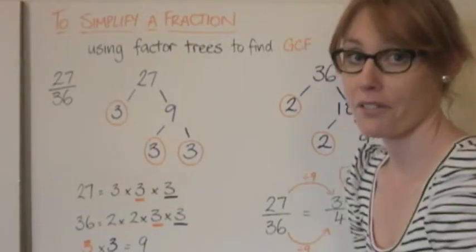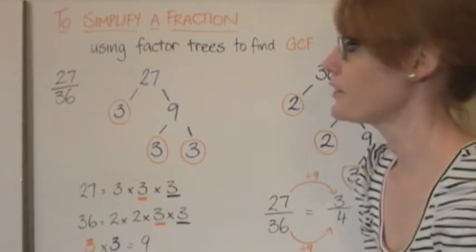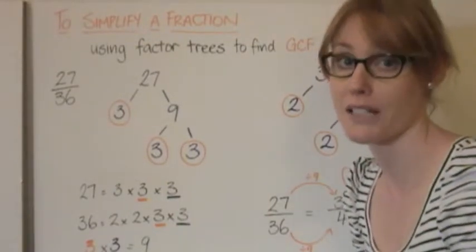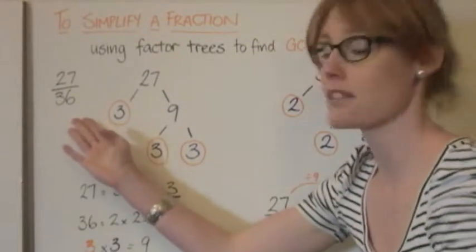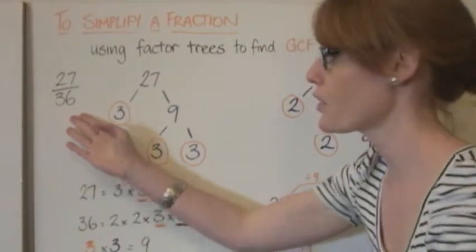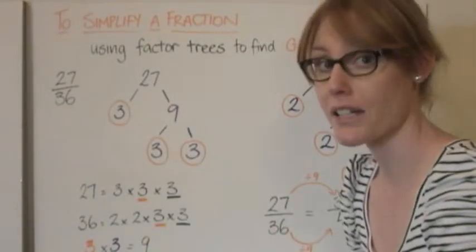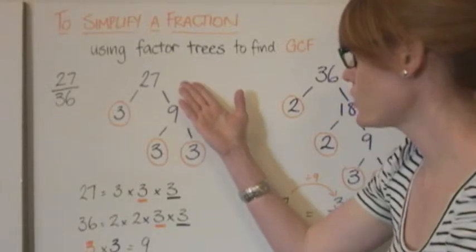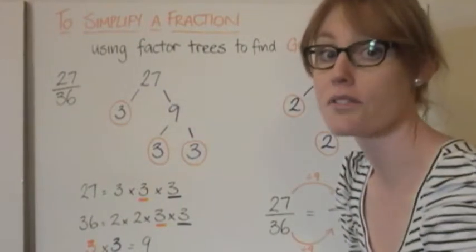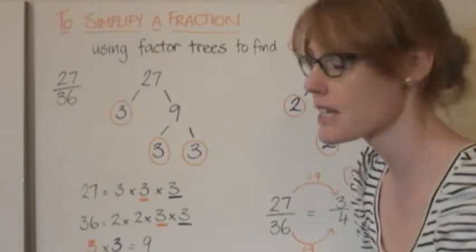Another way to simplify a fraction and find the greatest common factor is to use factor trees. So if I start with a fraction of 27 over 36, I can list the factor tree for each of the numerator and the denominator to find the greatest common factor. Here's how I do it.